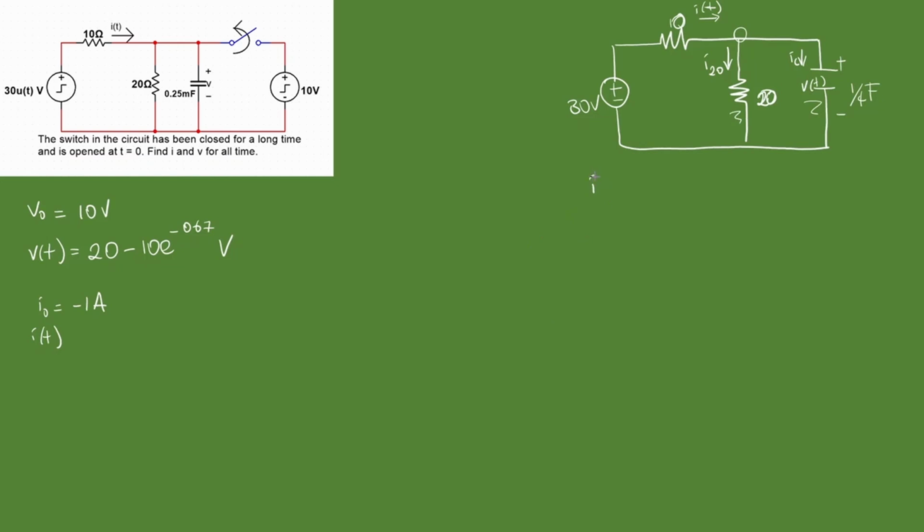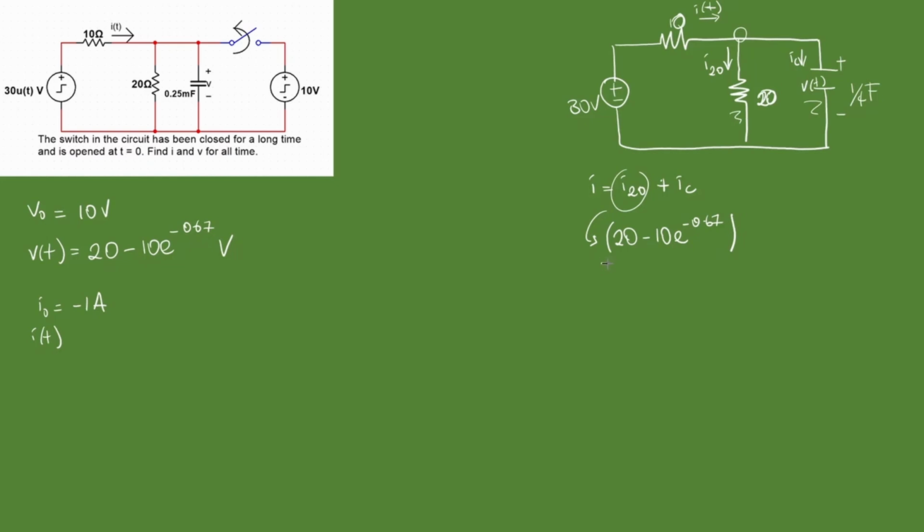So we're going to establish that I is going to be I20, by I20 I mean current through the 20 ohm resistor, plus current through the capacitor. Alright? Remember, current is voltage over resistance. So that's going to be whatever we got for V of t divided by 20. So that's 1 over 20 times 20 minus 10 e to the minus 0.67 t.